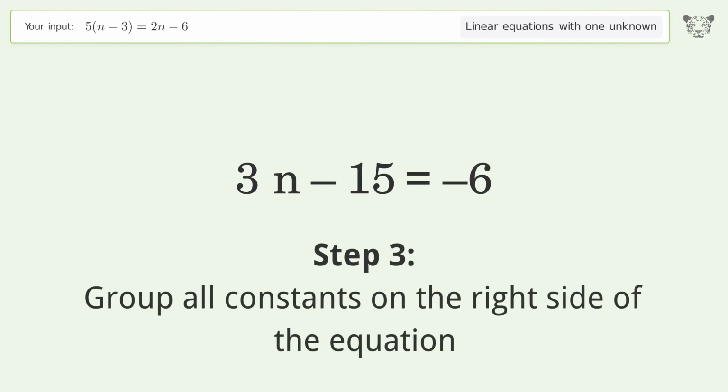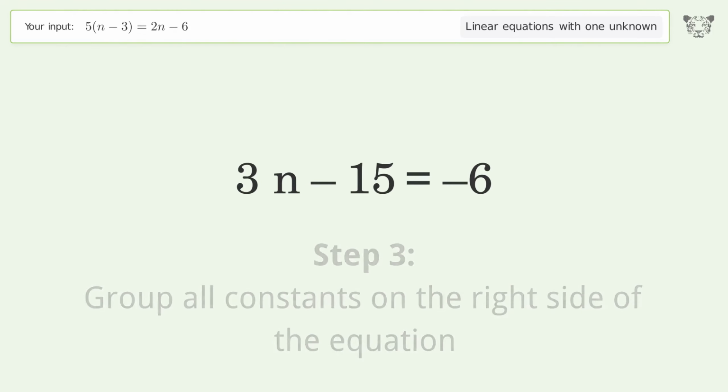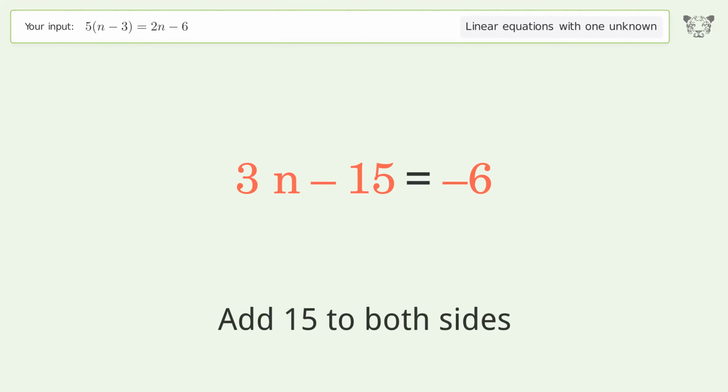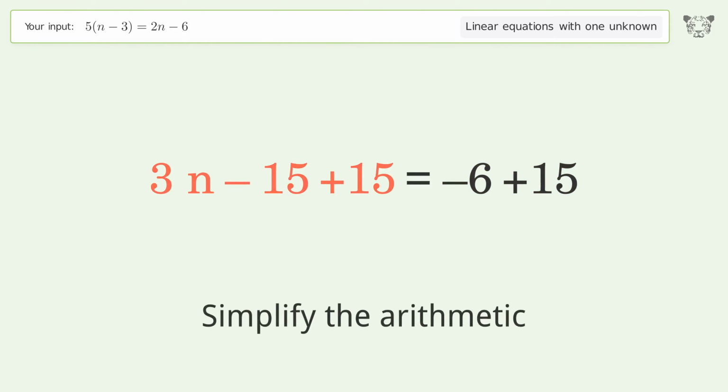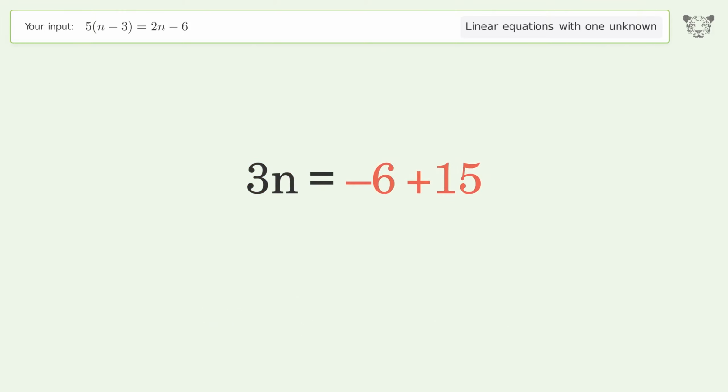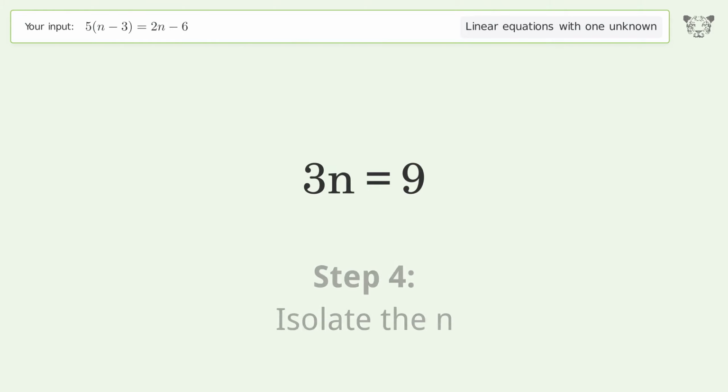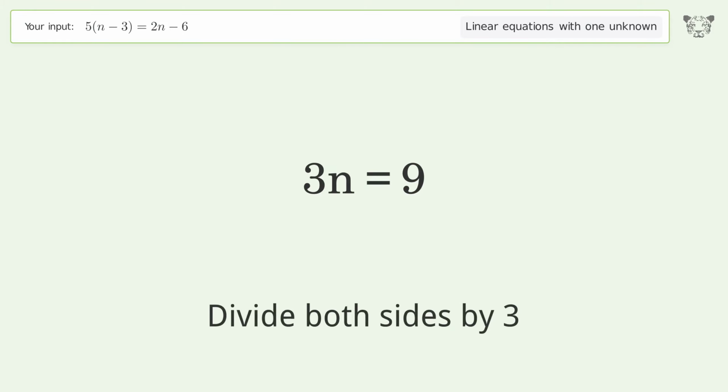Group all constants on the right side of the equation. Add 15 to both sides. Simplify the arithmetic. Isolate the n. Divide both sides by 3.